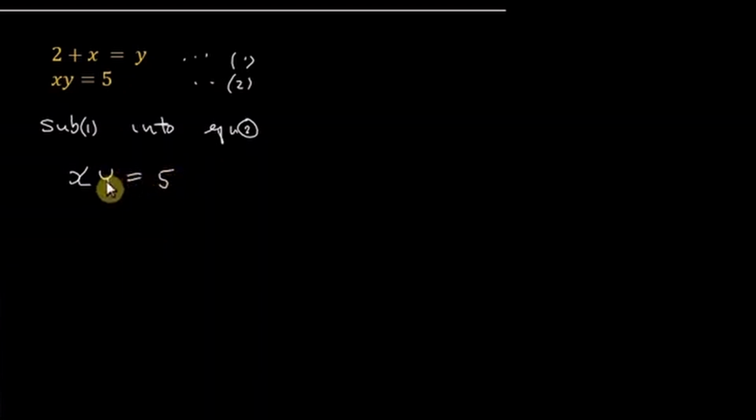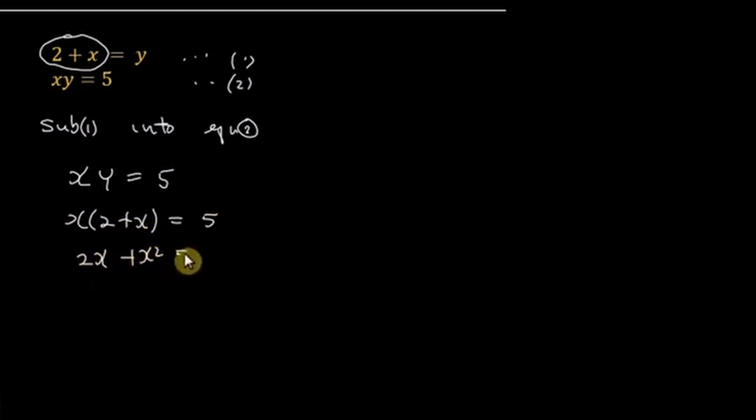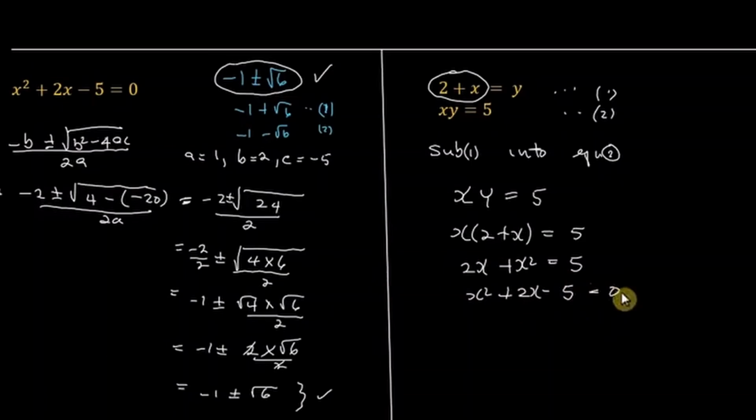So if I replace y with 2 plus x, then I get x times y, which is now 2 plus x, is equal to 5. I expand this term and I'll be getting 2x plus x squared is equal to 5. I could take 5 to the left hand side and write it as x squared plus 2x minus 5 is equal to 0. If you notice, immediately this equation, let's call this equation 4, is exactly what we started out with earlier. Let's just highlight it here.